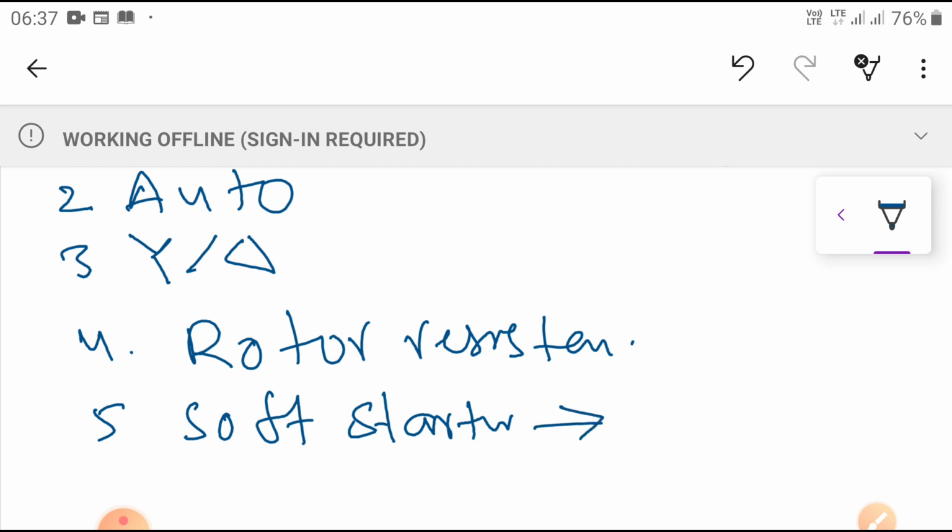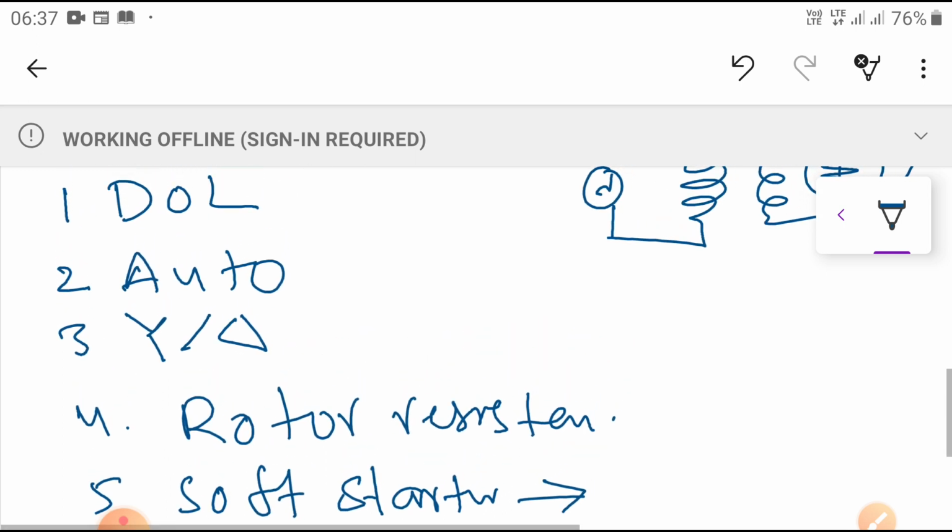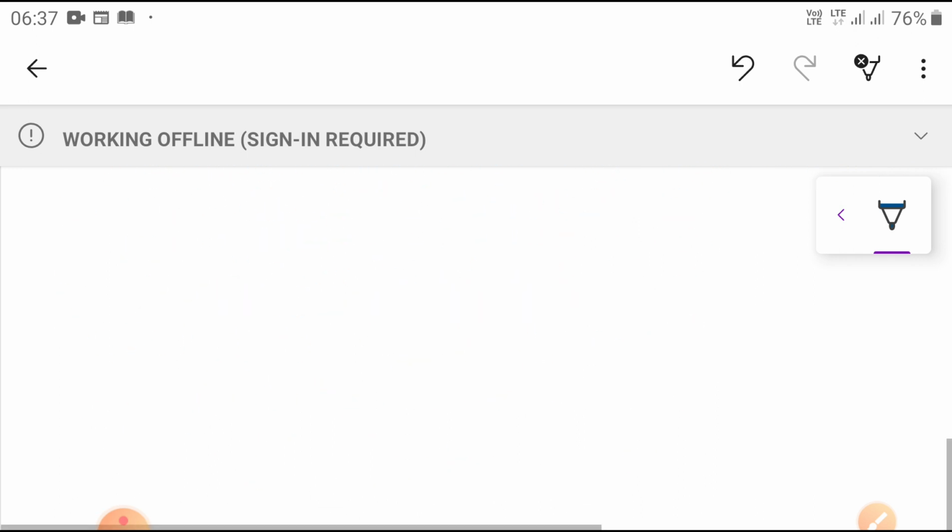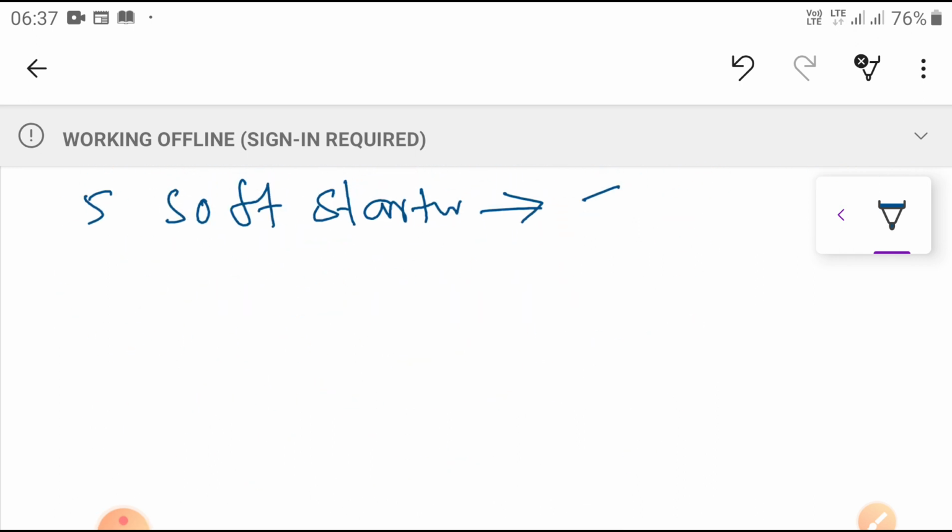It will control all things in a compact way. So, based on this, I can use the DOL starter, auto transformer starter, star delta starter, and soft starter on the stator side, but the rotor resistance starter only on the rotor side. Okay. So, what is happening? The main purpose of the control is first to limit the starting current.